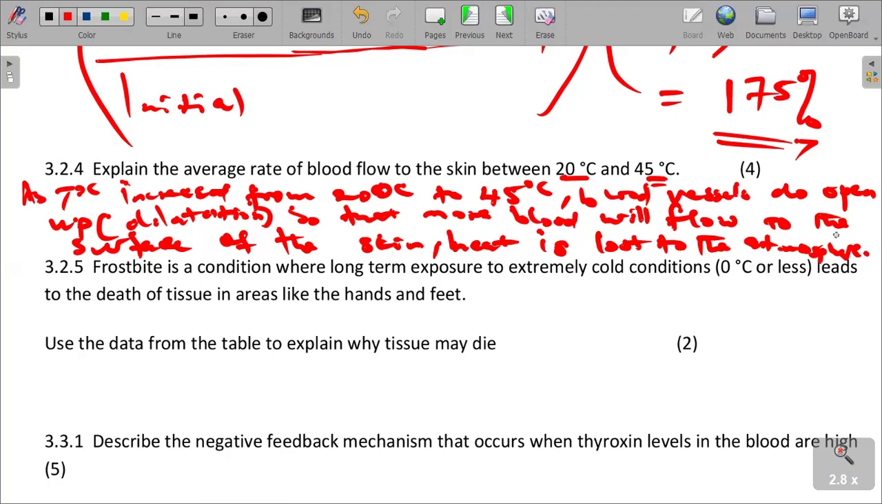So what you need to understand is that when the temperature is low, less blood will flow to the surface of the skin, and therefore there would also be vasoconstriction of the blood vessels. The blood vessels will also vasoconstrict.